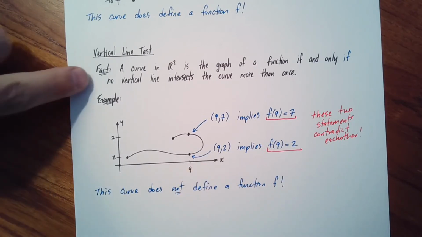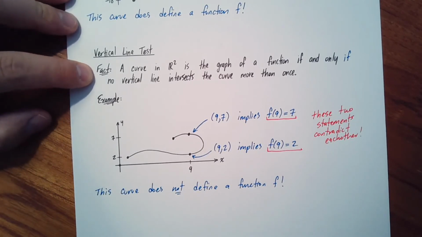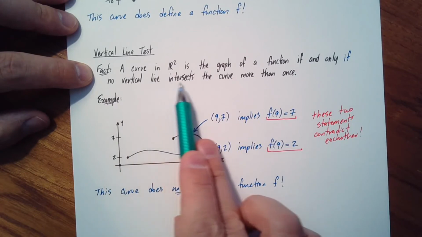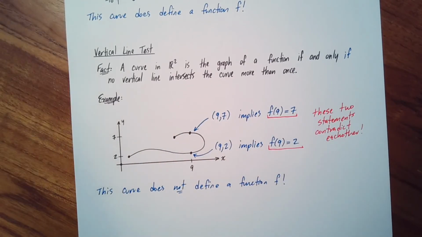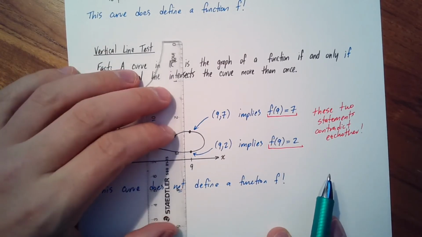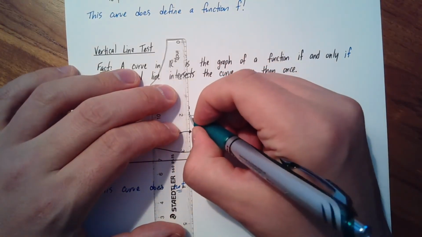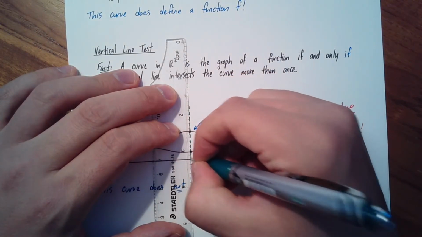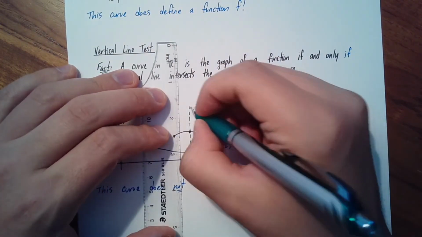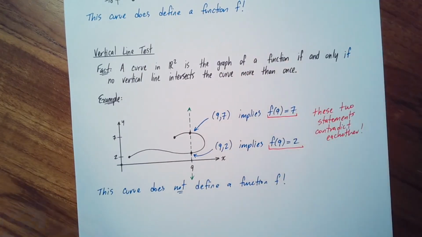And really, it comes back to this test up here, right? A curve in R2 is the graph of a function if and only if no vertical line intersects the curve more than once. And you can probably already see how that's going to play here. Let me use this ruler, and you can see there's a vertical line that goes through exactly those two problem points that we just identified. And how many times does that vertical line hit the curve? It hits the curve twice, right? Here and here, and that's why this doesn't work.